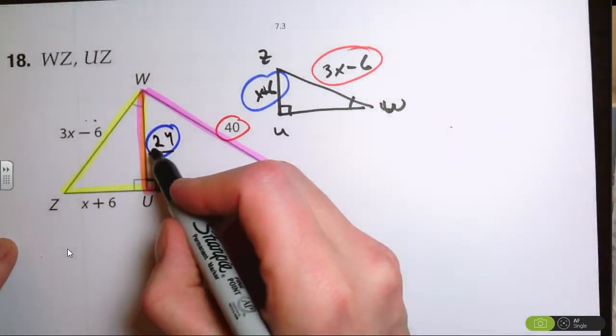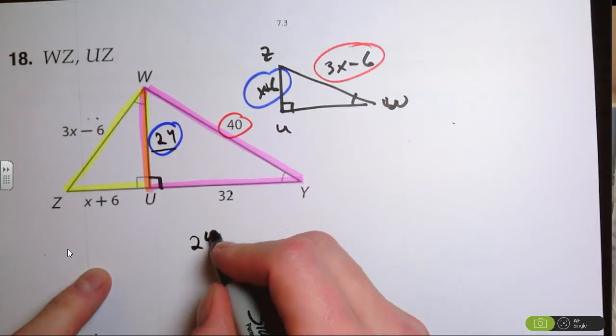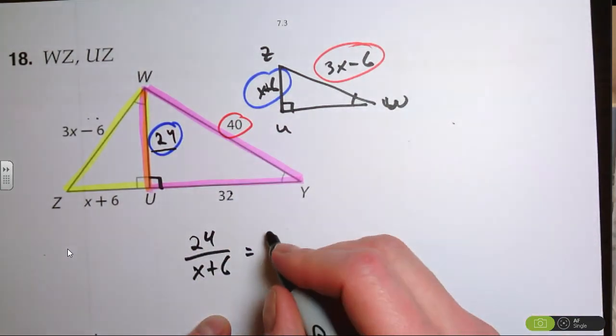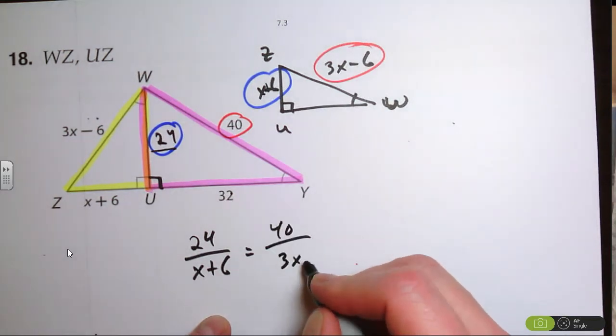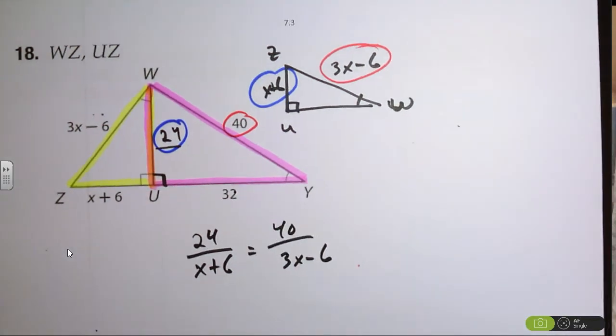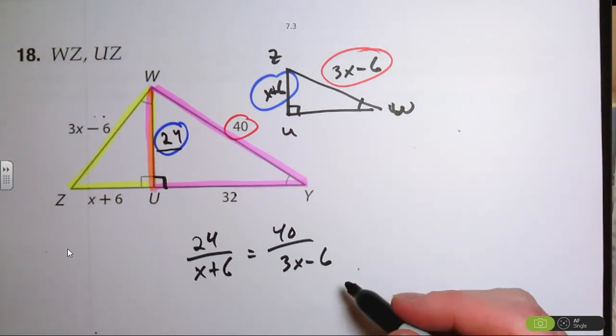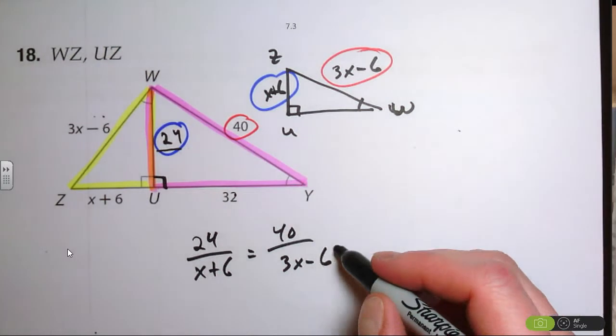So we set up our proportion. 24 to x plus 6 equals 40 over 3x minus 6. And again, this is a hard question. It really is. This is the book stepping up the difficulty here, which is why we're doing this backwards way of doing it in class, instead of you doing it on your home alone. Now at this point, I got to just cross multiply.